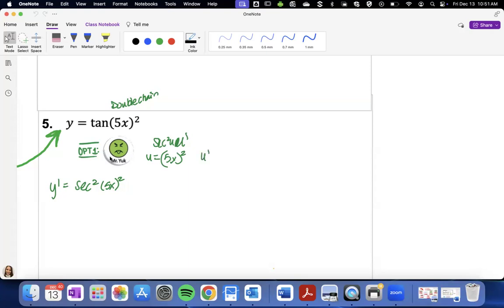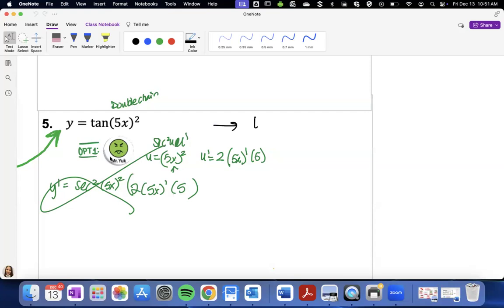How do I take the derivative of a quantity raised to a power? Chain rule. Again, so it would be 2 times 5x to the first times 5, right? So that all goes here. So the derivative of the 5x squared would be 2 times 5x to the first times the 5. Does that make sense? So that's a mess, right? I wouldn't do that. Let's do it the other way.